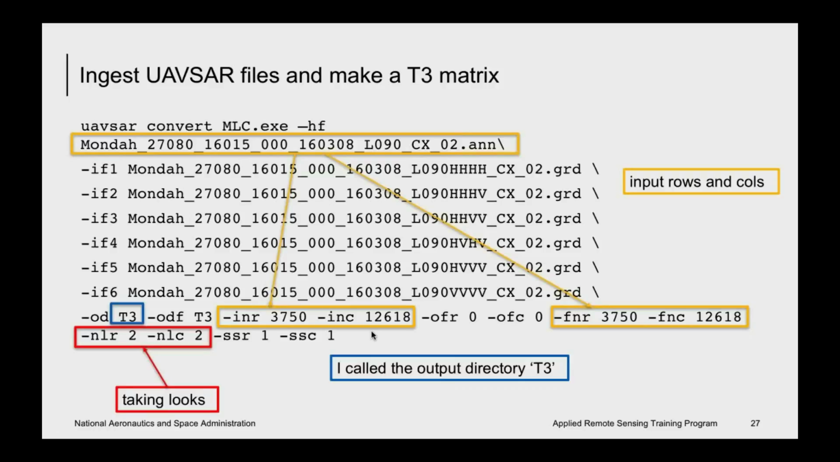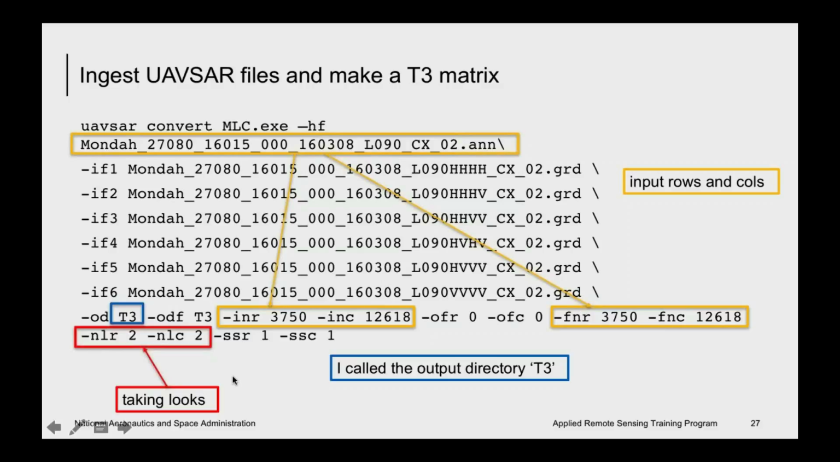As we discussed before, the first step is to ingest our image and make a coherency matrix. We don't have to do that by hand. PolSARpro will do everything for us. All you have to do is call this function, uavsar_convert_MLC.exe. What you give to PolSARpro is your annotation file, which is here, and you provide the names of all the GRD files. Remember, there were six: 1, 2, 3, 4, 5, 6.